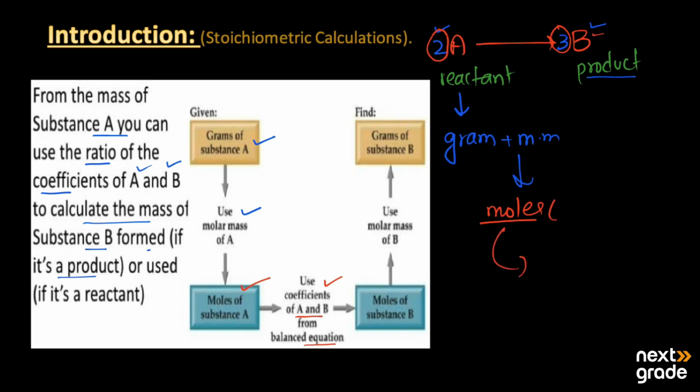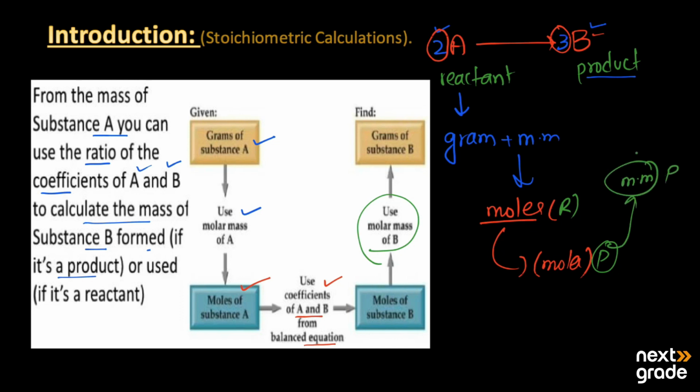So these are the moles of reactants. Here we will find the moles of products. Then we will use the molar mass of product B, and then we can calculate its grams. So this is the whole scheme by which we can calculate the mass of the unknown substance from the given data by stoichiometric calculations.